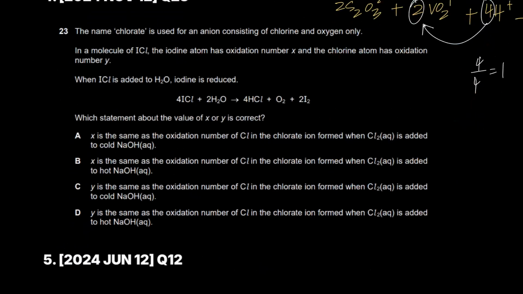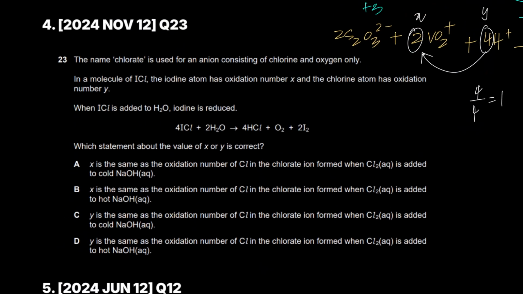Khair. The name chlorate is used for an anion, a negative ion, of chlorine and oxygen only. In a molecule of ICl, the iodine atom has an oxidation number of X and the chlorine atom has an oxidation number of Y. When ICl is added to H2O, iodine is reduced. Okay, good stuff. Now, he's even told you this, that iodine is reduced. You're not expected to know the oxidation number of I and Cl, not right now at this stage. But he's given you information. He's saying iodine has been reduced.